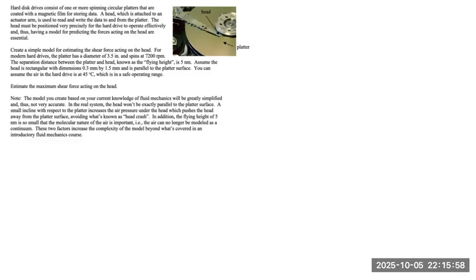deformation. And we now have to pick a model for our problem. We can model the platter as an infinite plate since its size compared to the head is very large. And the head will be the second plate that the infinite plate moves over.